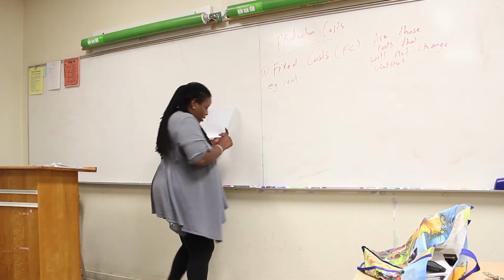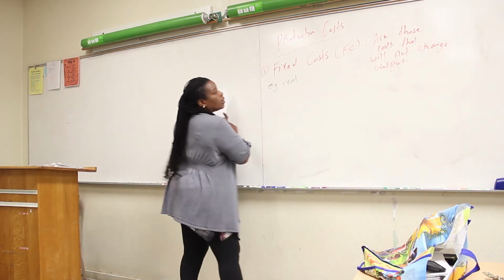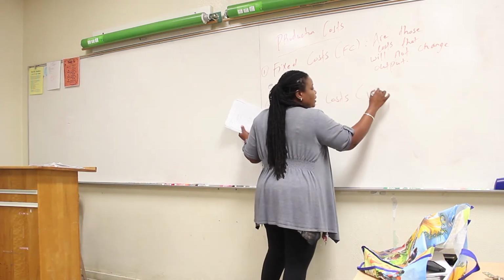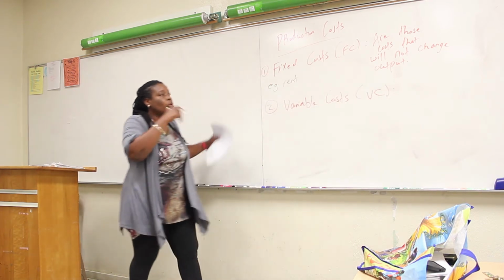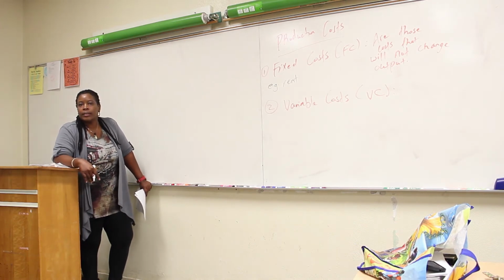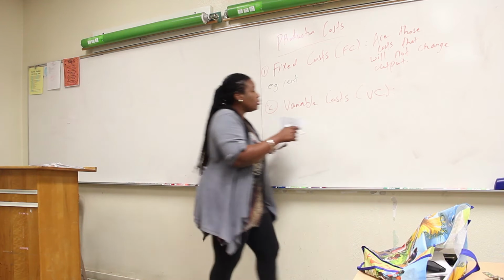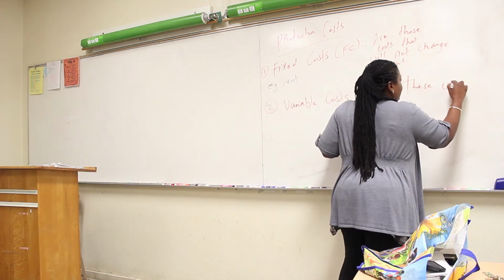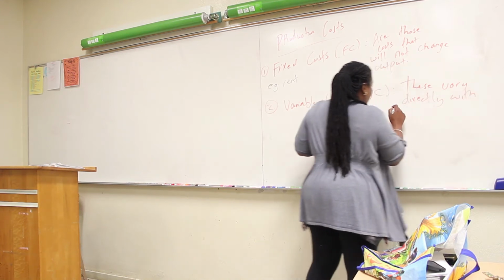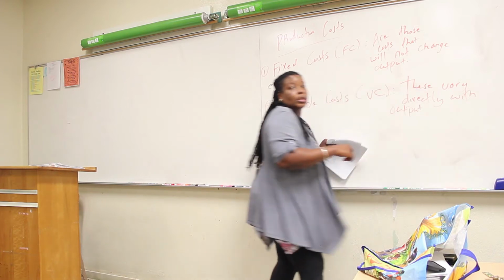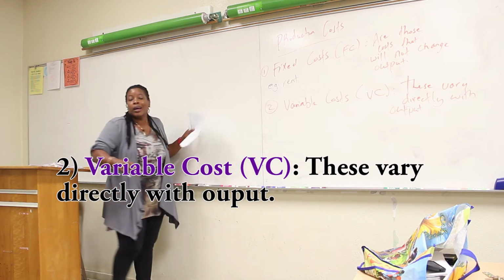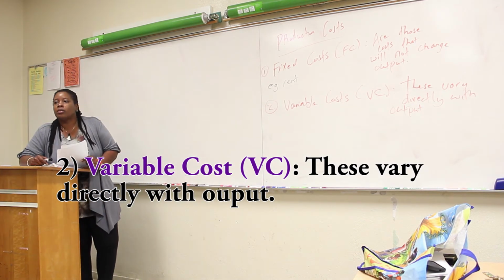The other type of cost that we're going to be looking at is total variable cost. And these are your VC. Again, please get used to the acronym. Total variable cost, VC, or sometimes TVC, but I just call it VC. Now variable costs vary directly with output. So output goes up, these costs will go up. Output goes down, these costs will go down. Output is 0, these costs are 0.